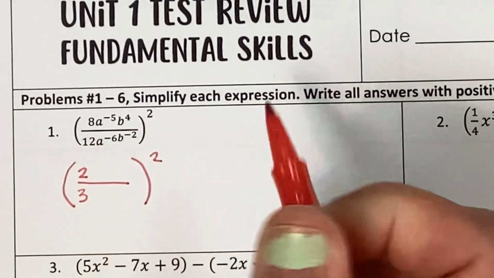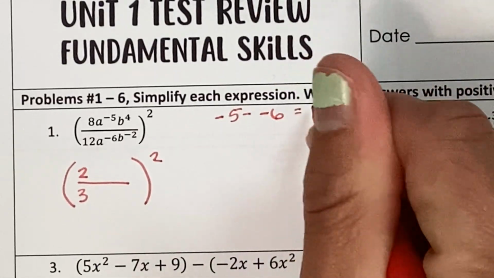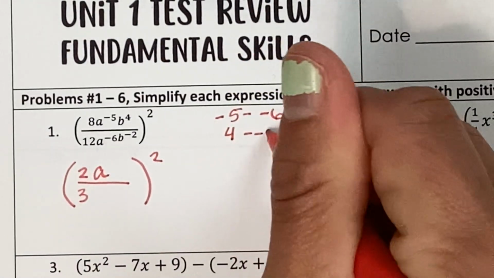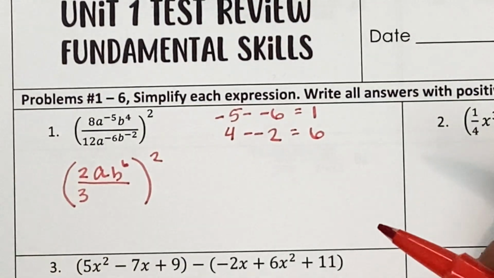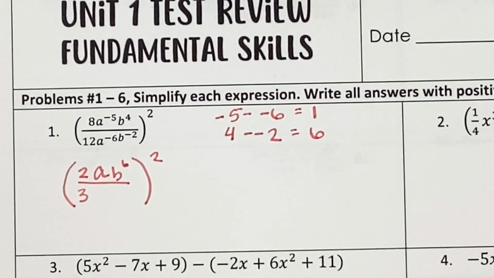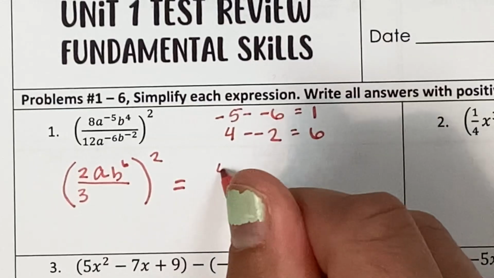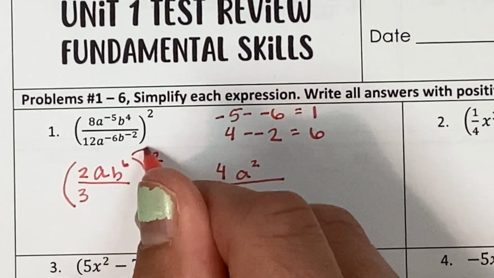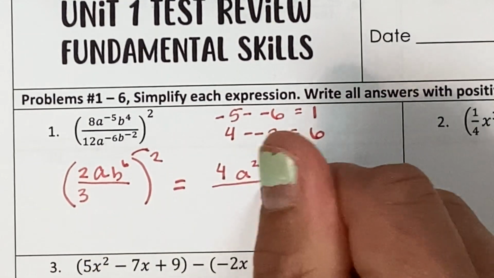-5 minus -6. So -5, because when you're dividing, you subtract your exponents, is going to be a +1. So I'm going to have a to the first power on top because it's positive. And then I've got 4 minus -2 for the b, which is 6. So that's going to be b^6 on top because once again, 4 minus -2 would be a +6. Now I can square everything. So 2 squared is going to be 4. a squared is going to be a squared. And then the 6 and the 2 are going to multiply and get 12. And then 3 squared is going to be 9.